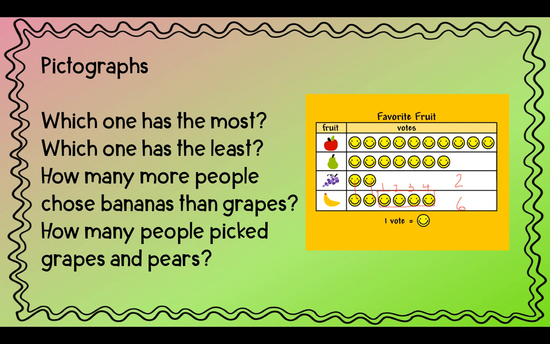We can also answer questions that ask us to add our numbers together, like how many people picked grapes and pears. You need to count how many people picked the pears and then how many people picked the grapes and add your two numbers together.